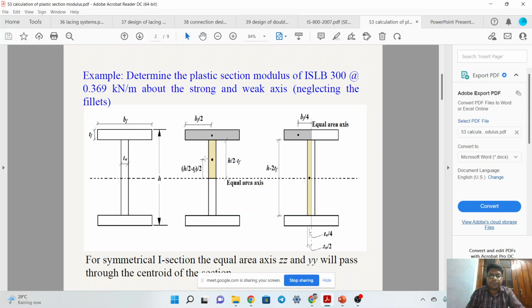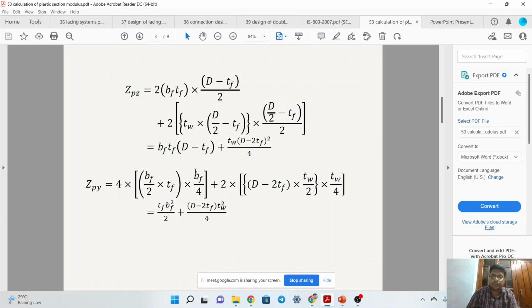Okay, so this distance is equal to D by 2 minus TF, the thickness of the flange, and half of this distance is upon 2. That has been written here. Here they have taken H, but in the formula we have taken D, so H has been replaced by D. So D by 2 minus TF upon 2 has been written here.